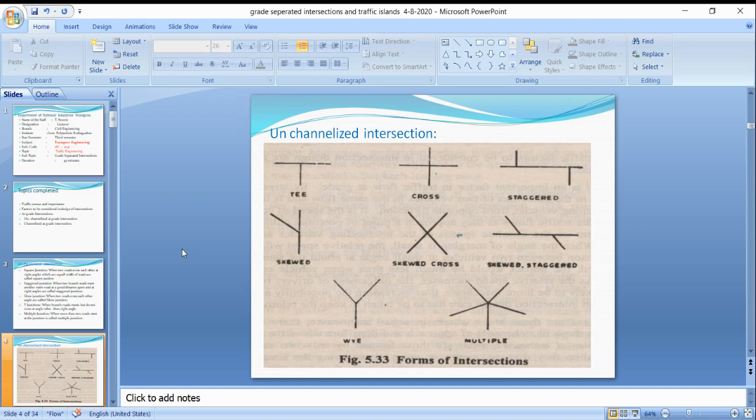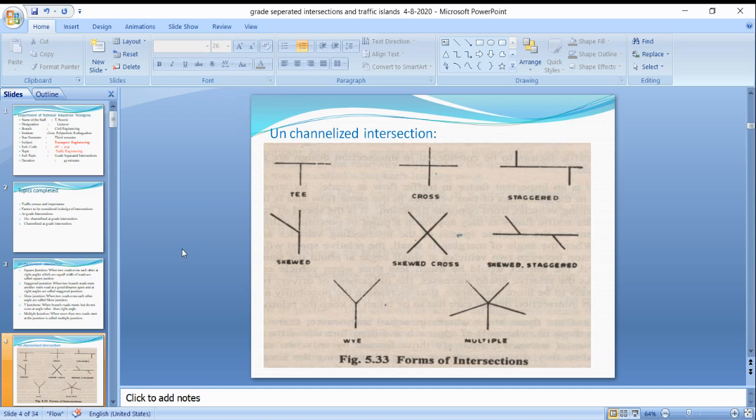Next comes the skew. The skew has some inclination, so it is called a skew junction. Next comes the Y junction. In the T and the Y, two branch roads are coming and connecting to the main road at an angle. But in the T it is a right angle, whereas in the Y it has some inclination. So that is the Y type. Next comes the multiple junction. So these are the different forms of intersections.